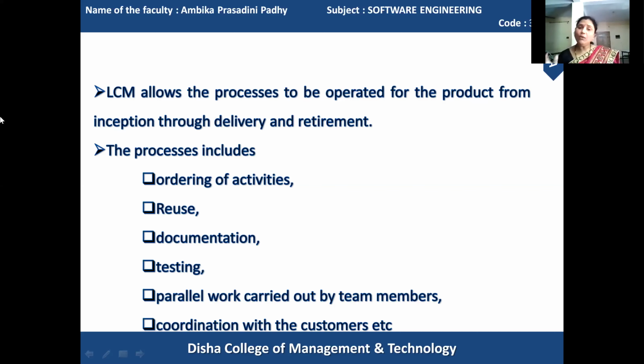Then parallel work is carried out by the team members. Whichever activities are to be done in parallel must be identified from the beginning. Otherwise, we cannot schedule our activities very well. In the ordering of activities, we have identified all sequential stages, concurrent stages, and parallel stages to be operated. And those are scheduled by the life cycle models.